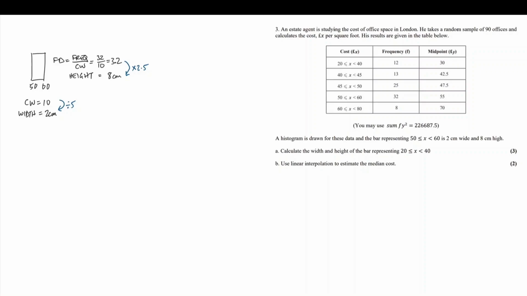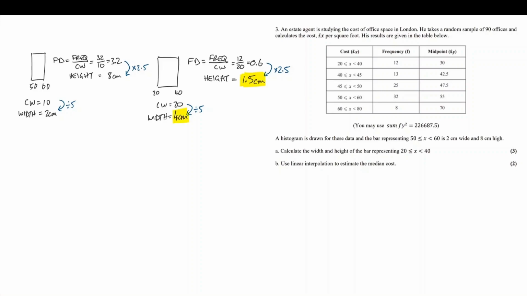Okay, now that I have these scale factors, I'm going to use them for the next bar. The next bar was 20 to 40. The class width is 20, scale factor divided by 5. The drawn width is 4 centimeters. Frequency density, this time round, 12 divided by 20, that gets us 0.6. Apply the scale factor of multiplying by 2.5, and we get a drawn height of 1.5 centimeters. So we use the information about the first bar to find those scale factors, and then we apply the scale factors to any other bars as necessary.